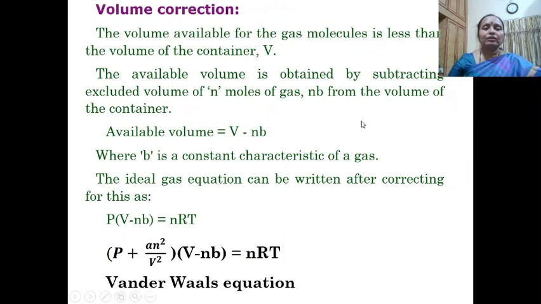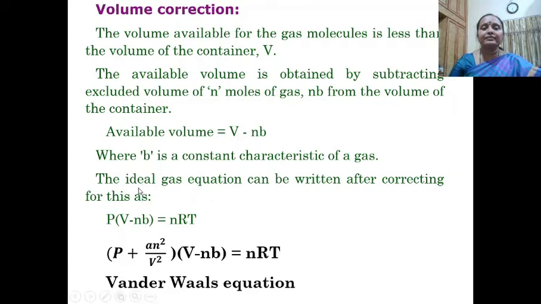Coming to the volume correction. The volume available for gas molecules is less than the volume of the container. The available volume is obtained by subtracting the excluded volume of n molecules, nb, from the volume of the container. So the available volume is V minus nb, where b is a constant characteristic of the gas.